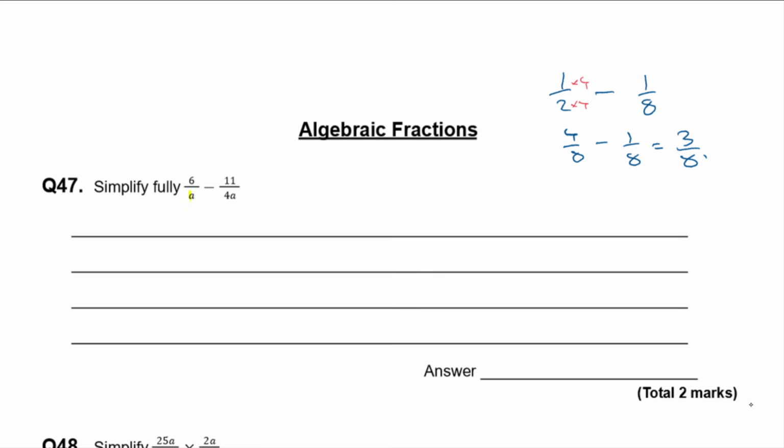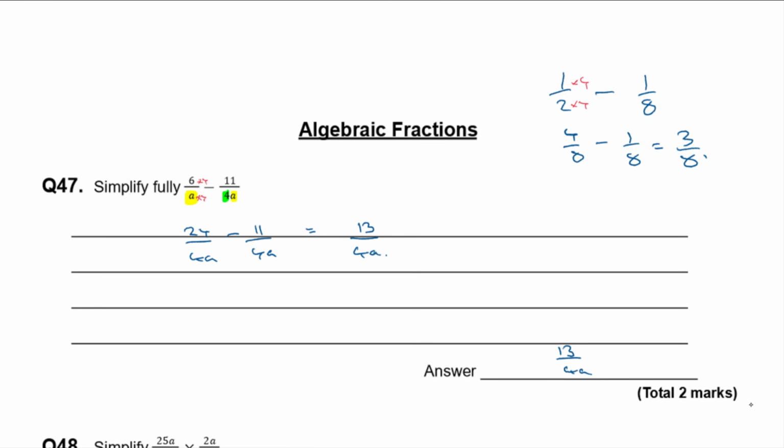Now we're going to do the same thing here. I've got a as one of my denominators and 4 lots of a on the other one. Okay, so the denominator of the second fraction is 4 times bigger. So the common denominator is going to be 4a. So all I really need to do is times this one by 4, so I've got the same denominator for both. So that's going to be 6 times 4, which is 24 over 4a, minus 11 over 4a, and 24 minus 11 is 13 over 4a. Okay, and that's my answer, 13 over 4a.